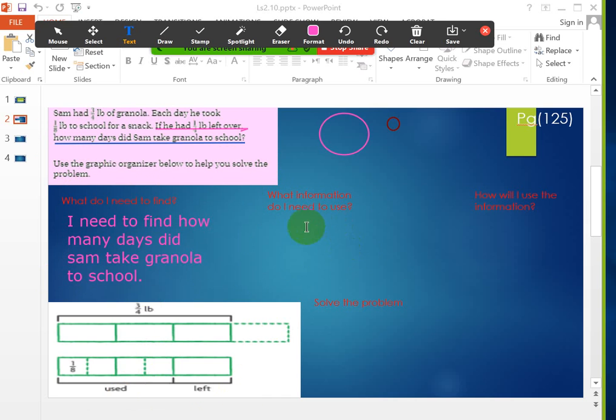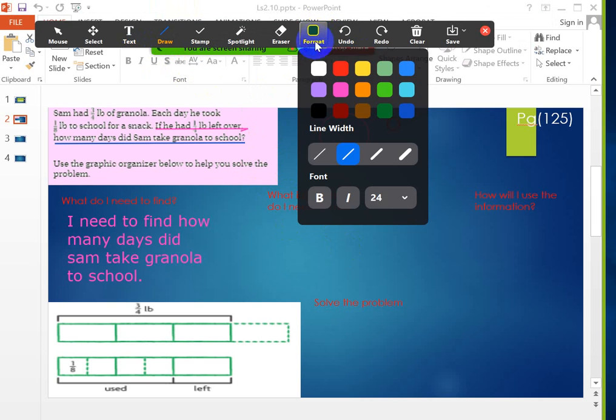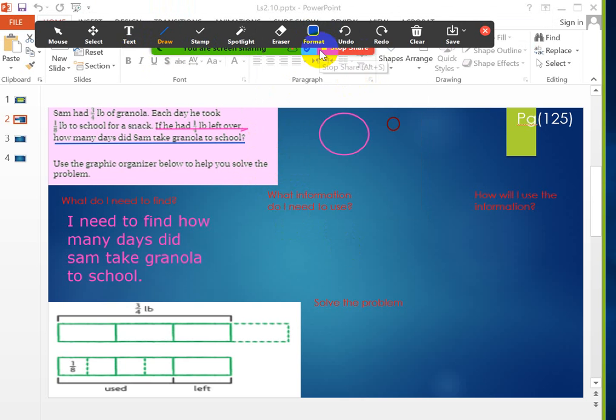Now, what is the second step? The second step, what information do I need to use? When you read information, that means the numbers in your problem. You have to look for the numbers. Let's look for the numbers here. You have here two numbers. I think not two, three numbers, sorry. The first one is this: 3/4. Sam had 3/4 pound of granola.